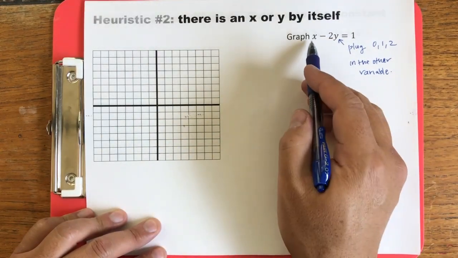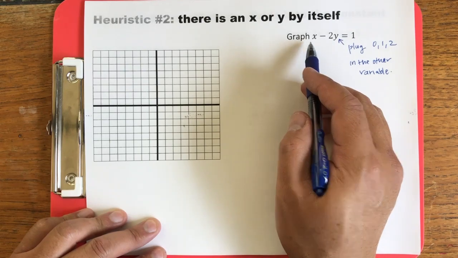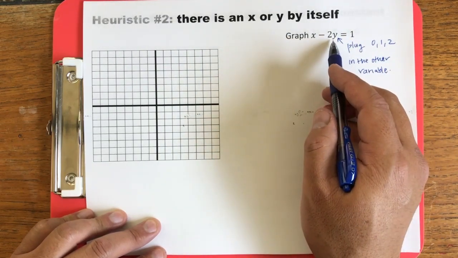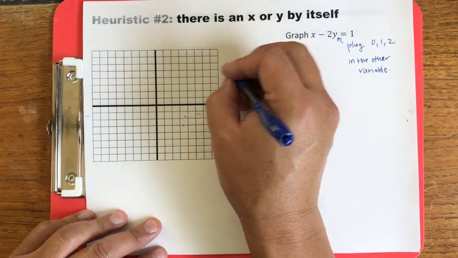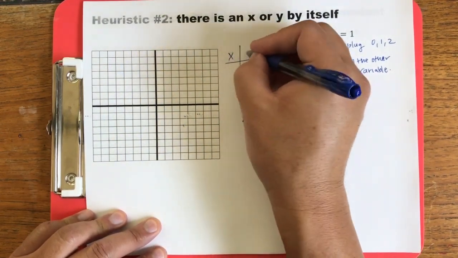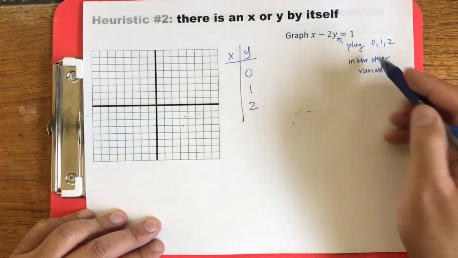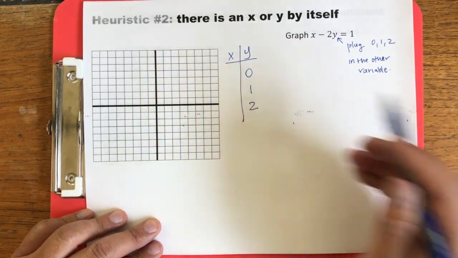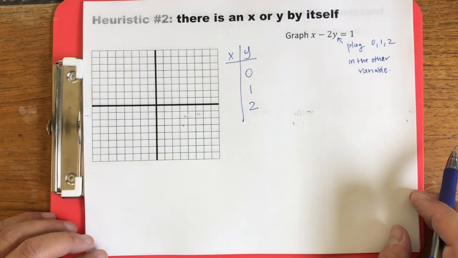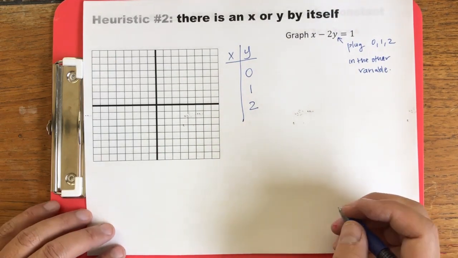Meaning that x is the variable that is all by itself. So you're going to plug in values into the variable that is not all by itself. In this case, the y. So when we do this, we're going to plug in 0, 1, 2 in the variable that is not all by itself. And we pick 0, 1, 2 because they make the calculations easier. Okay. Now, let's give this one a shot.